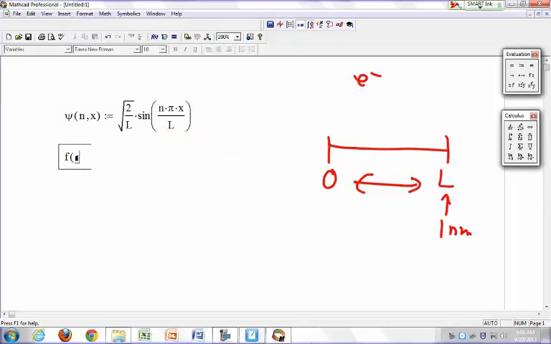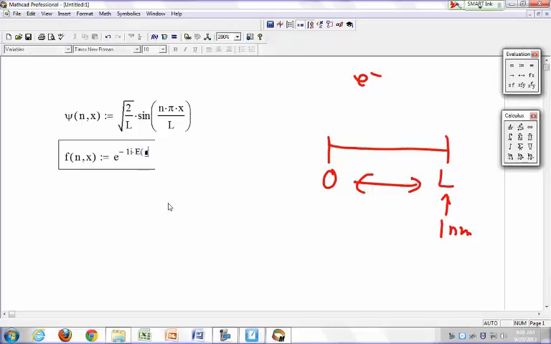And the function of time, what was it? So the function of time for the nth eigenfunction is going to be equal to, you remember, e raised to the power negative iEt over h bar. The way you enter i in Mathcad is you type 1i. If you just type i, Mathcad doesn't know what that means. So you type 1i, that's the imaginary number, square root of negative 1. So 1i times E.